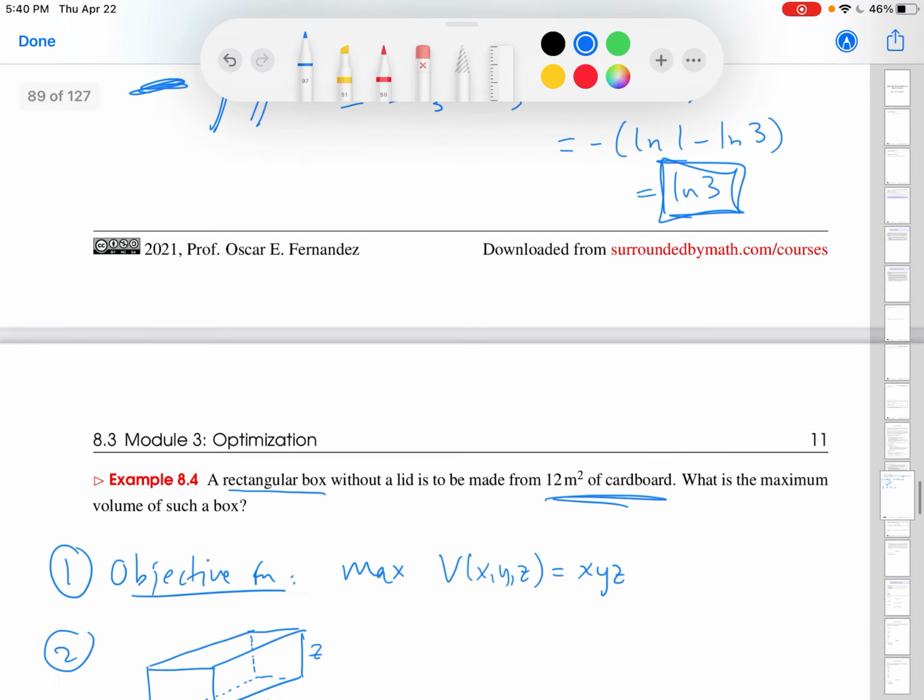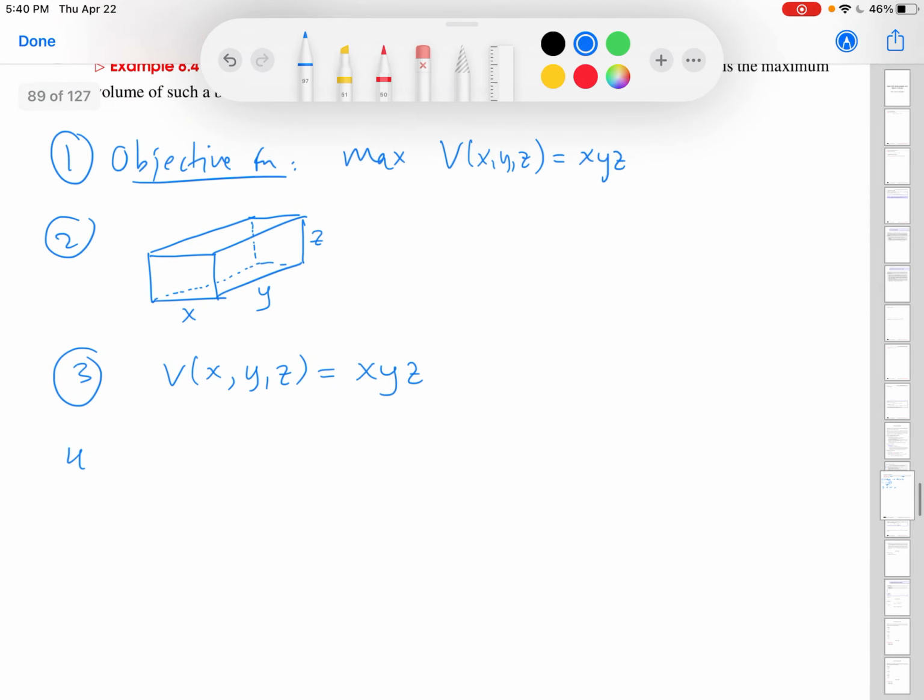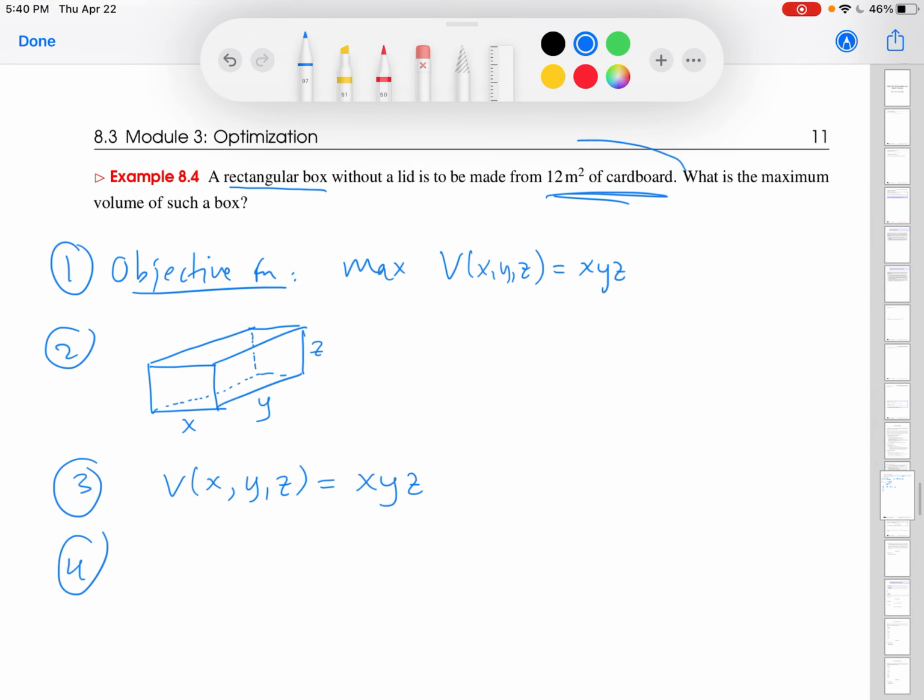So number 4, constraints. Well, we are told that it's to be made from 12 square meters of cardboard. Again, this is where I had mentioned earlier in the video, you want to use the context to help you figure out what type of constraint this is and how to mathematize it. Here, the units give you a big clue: square meters. So those are units of area. And if you think about it, you have this giant block of cardboard, and then maybe you want to slice it up in some way to create a box.